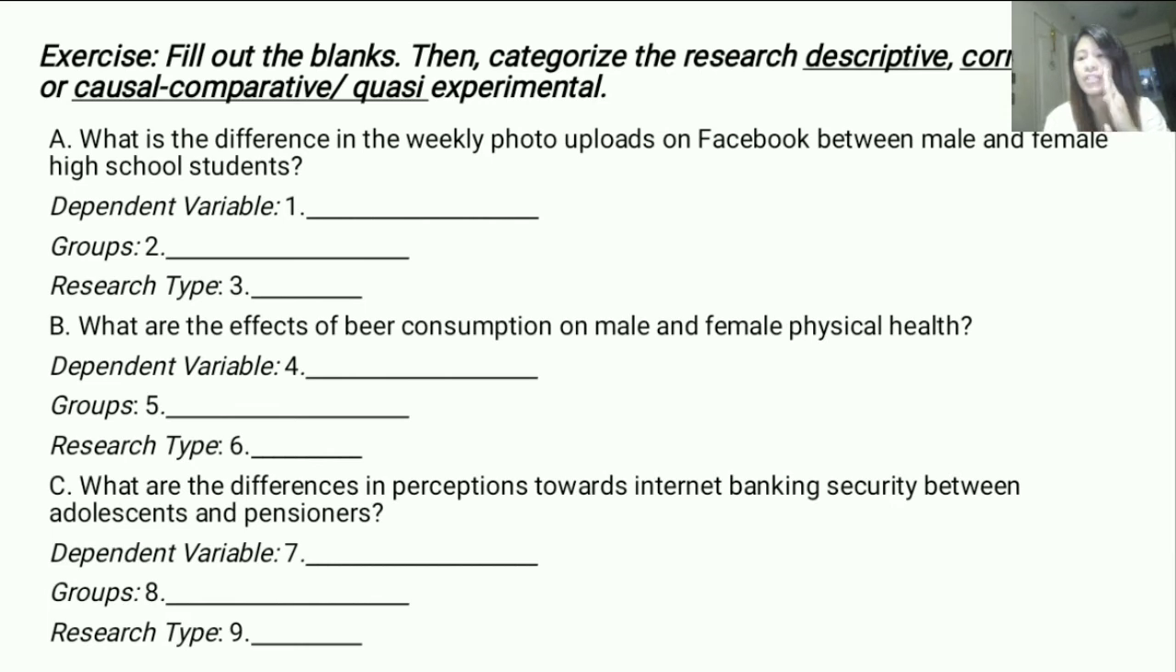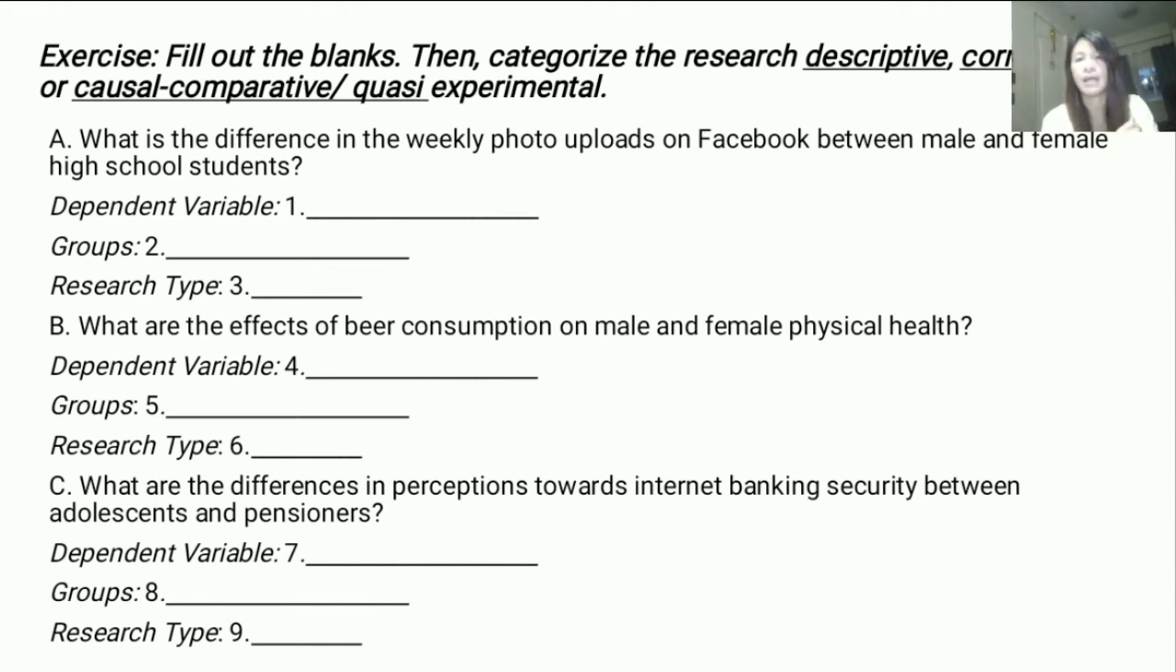So letter C here, what are the differences? So you are just describing. Your purpose is only to describe the perceptions towards internet banking between adolescents and pensioners. So meaning you are describing but comparing between adolescents and pensioners. So this is still under descriptive but comparative, descriptive comparative, survey descriptive. So we have an independent variable. The independent variable is perceptions towards internet banking. And then the two groups are adolescents and pensioners.